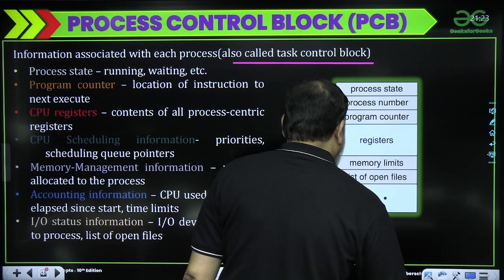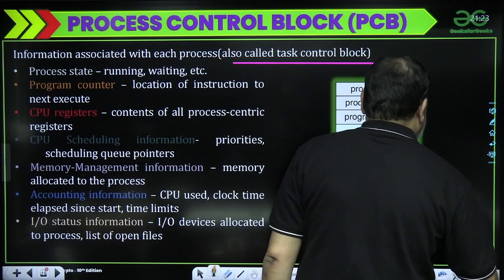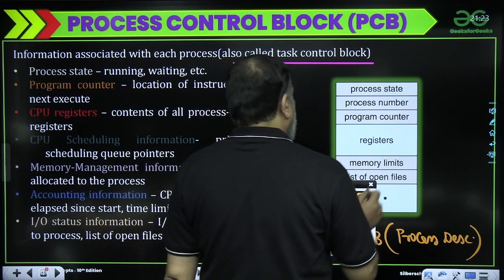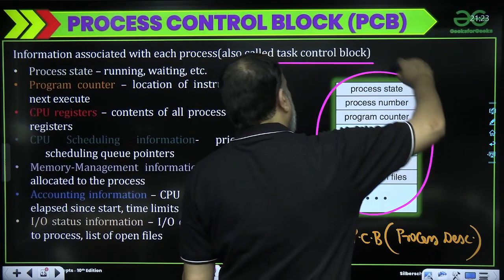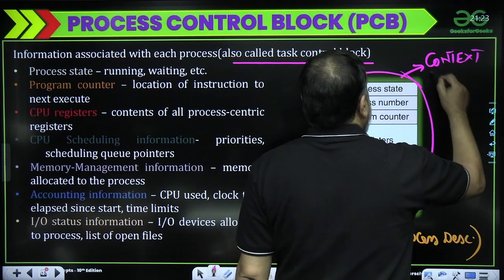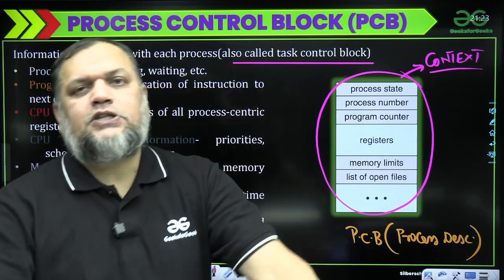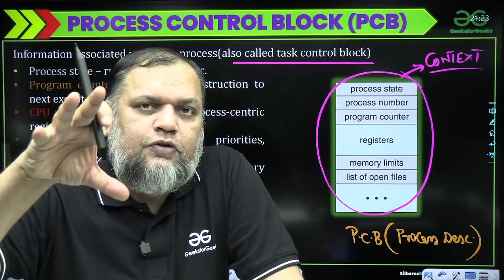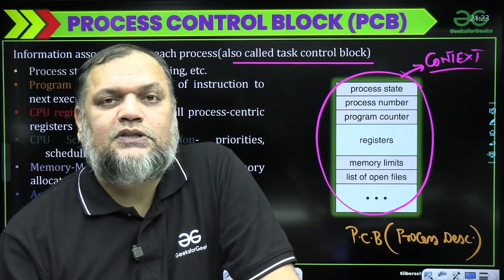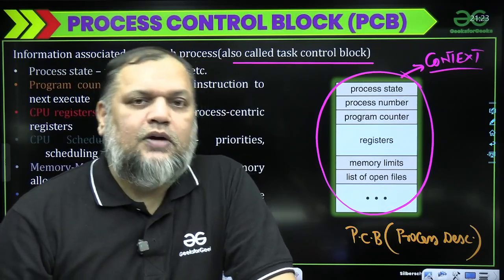PCB, process control block, also called process descriptor. I would also like to tell you that the whole volume of information kept in the PCB is called process context. The content of the PCB is known as process context. Sometimes process context is also called process environment. Remember this term.